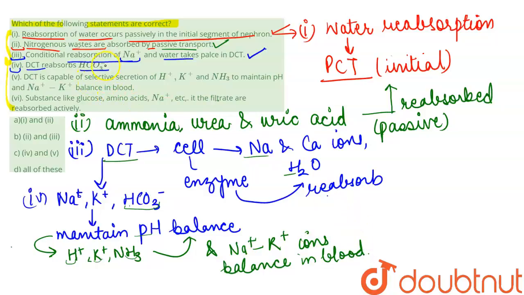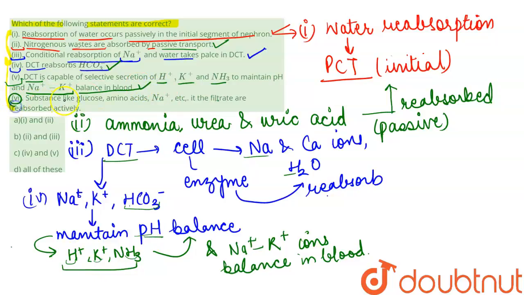So the fourth statement said that it reabsorbs HCO3 negative. This is correct. And the fifth statement says that DCT is capable of selective secretion of H positive, potassium ions and NH3 in order to maintain the pH and sodium potassium balance in our blood. We have discussed that it secretes certain ions to maintain the pH balance. So this statement is also correct.